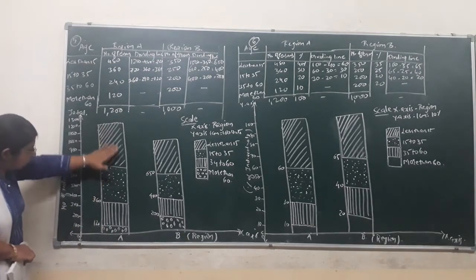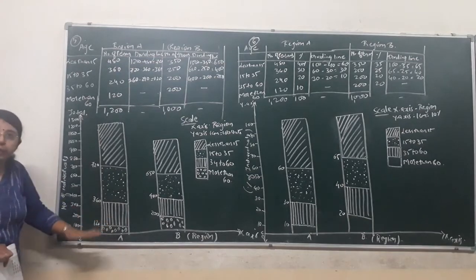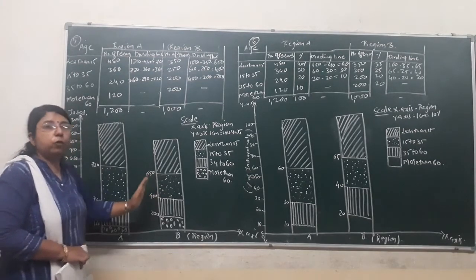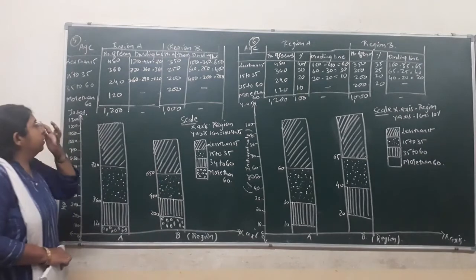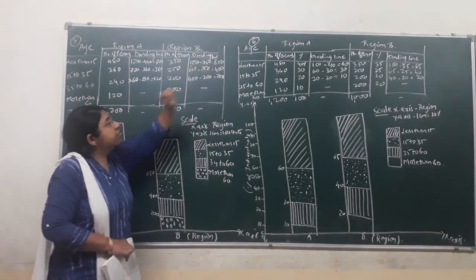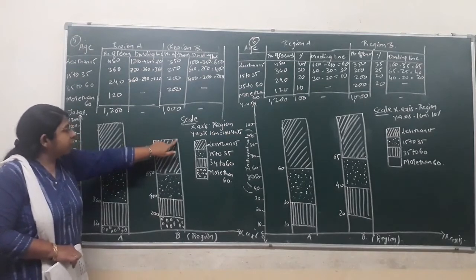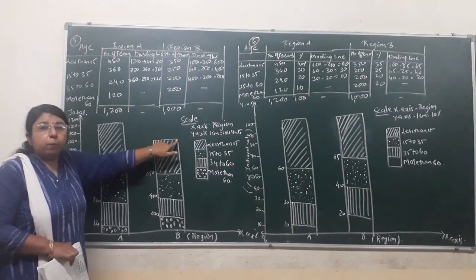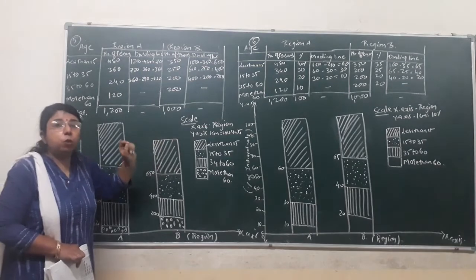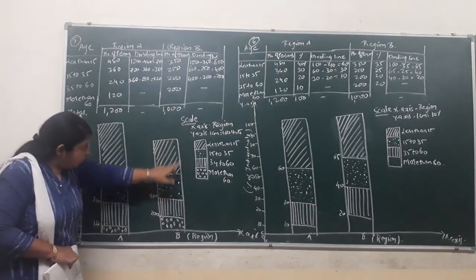So in this way, we have to draw the graph for region A. In the same way, we have to draw the bar for region B also. Now in region B, first of all, the dividing line is 650. You have to draw the bar up till 1000, because the maximum or the total number of persons for region B is equal to 1000. So you have to draw your bar up till 1000.